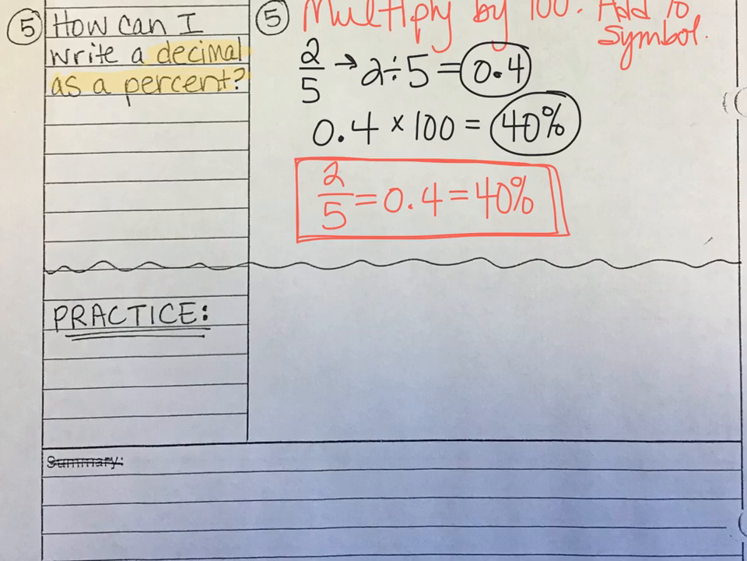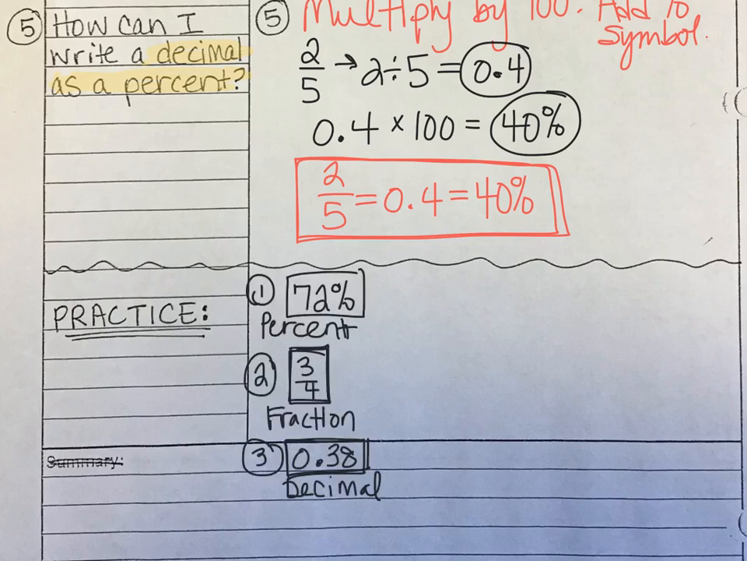Next, let's do some practice. I'm going to give you 3 practice problems, and each one is going to begin with a number and value in a different form. So your job is going to be to turn that number into its equivalent other 2 forms.